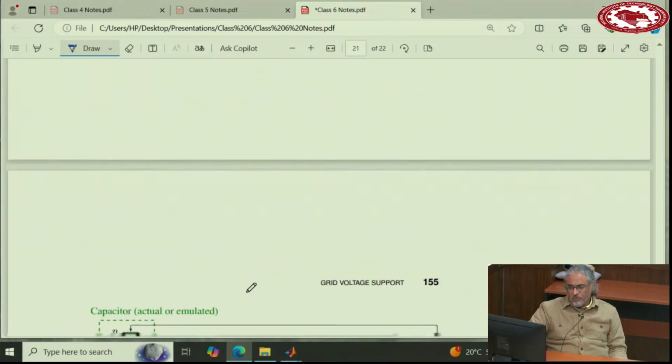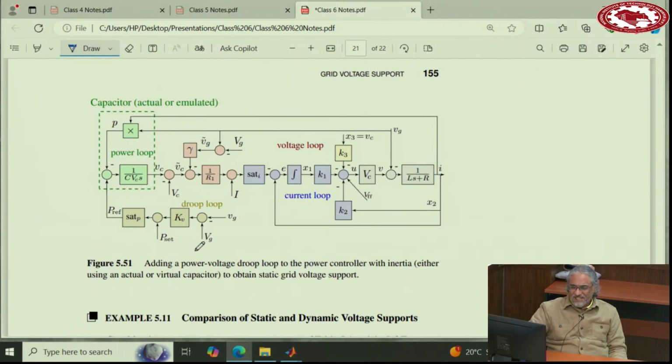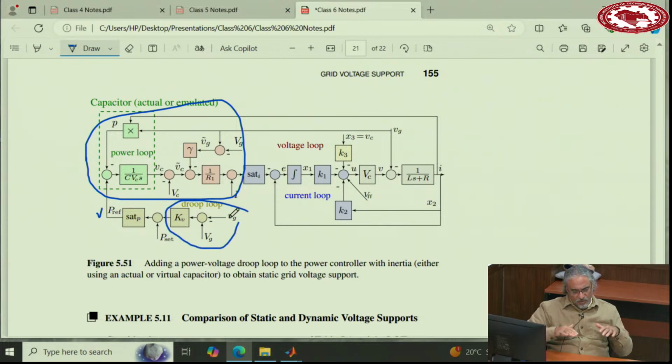If you want to have both of them together, this is this one. So inertia is here, this part is inertia. But then you adjust the set point or the reference of your power by adding another droop term to it, such that it responds to the offset of the grid voltage. You can use this block or you don't use this block, doesn't matter. If the capacitor is large or the emulated capacitor is large, you don't need to use this block. But if the capacitor is very small, you better use this block.